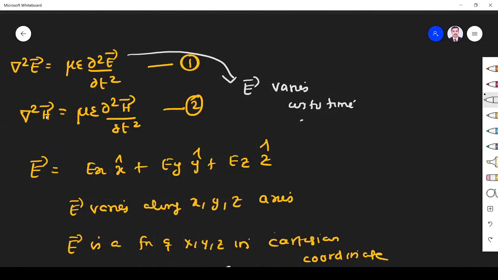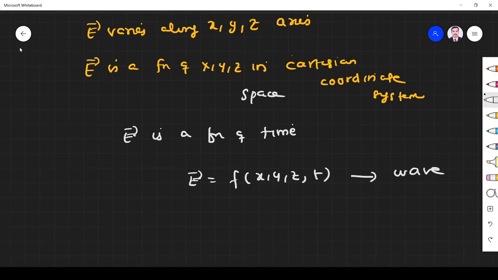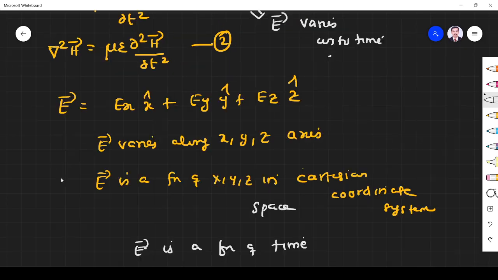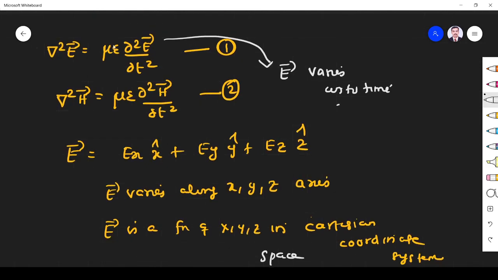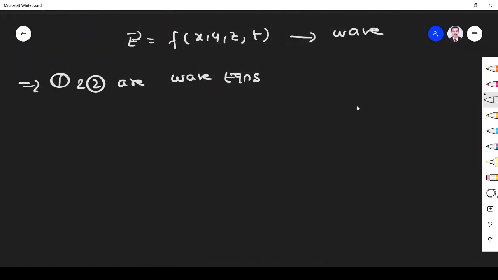Similarly, the same logic applies for H also. So these two equations are wave equations. This implies 1 and 2 are wave equations. The first one is the wave equation for free space in terms of the electric field. The second one is the wave equation for free space in terms of the magnetic field, everything in terms of H. Here, in the first equation, everything is in terms of E. So that is the first thing we have to remember.